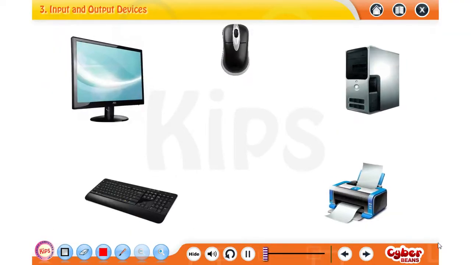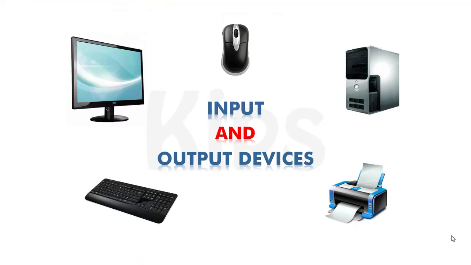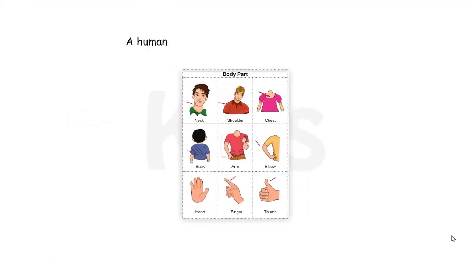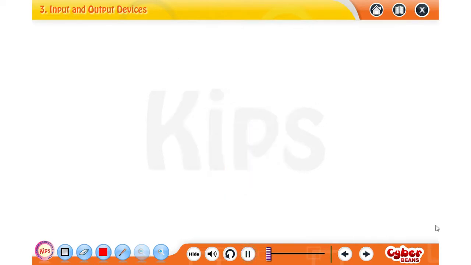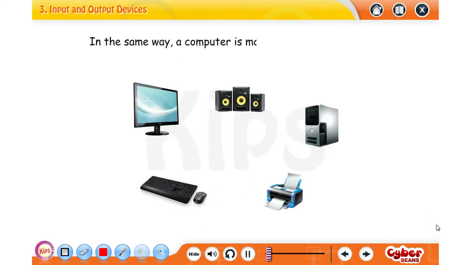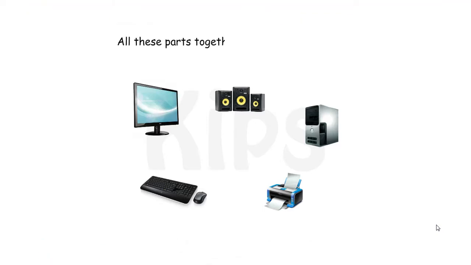Hello students, today we will learn about input and output devices. A human body is made up of different parts. Each part has a special work to do. In the same way, a computer is made up of different parts. All these parts together make a computer work.